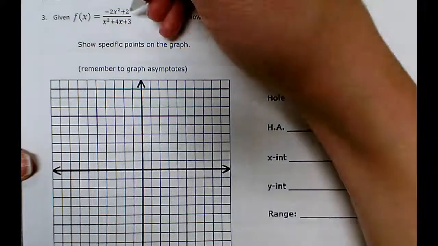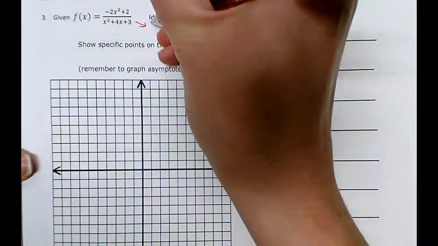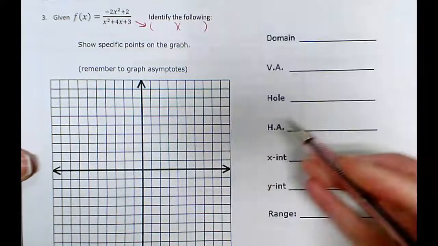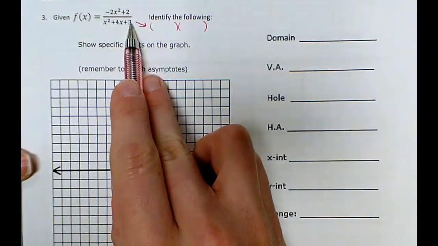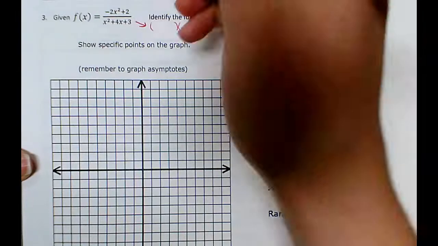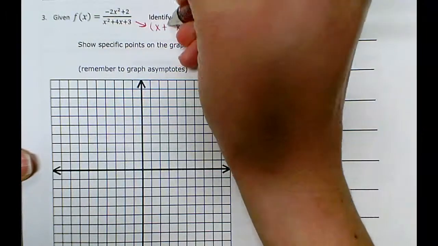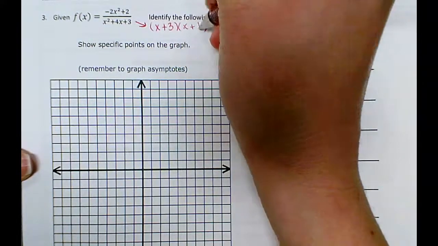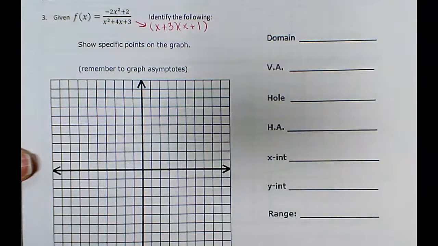I'm going to start out with the denominator because I need to use magic numbers. I need two numbers that multiply to be 3 and add to be 4. And there's only one pair of numbers that do that. That would be a 3 and a 1. So x plus 3 and x plus 1. Those are my factors.